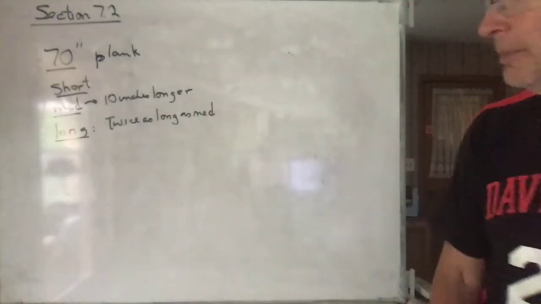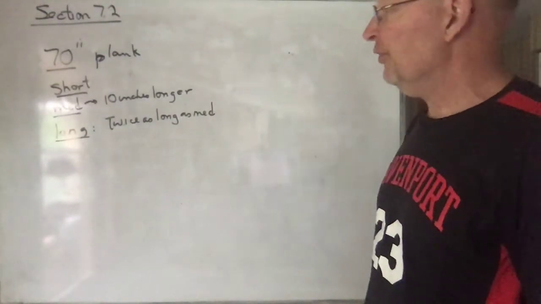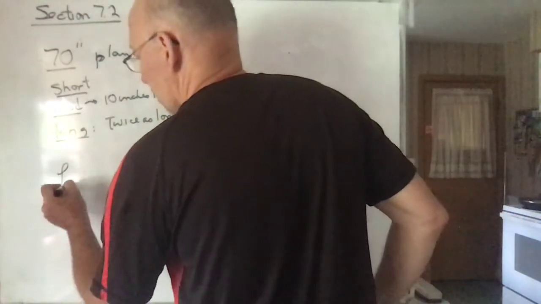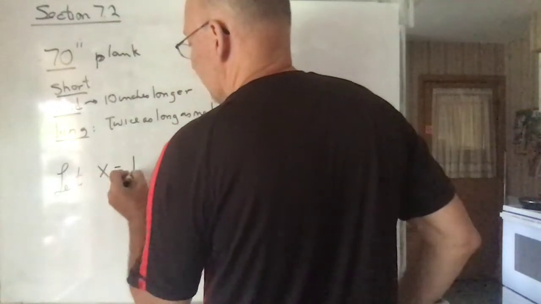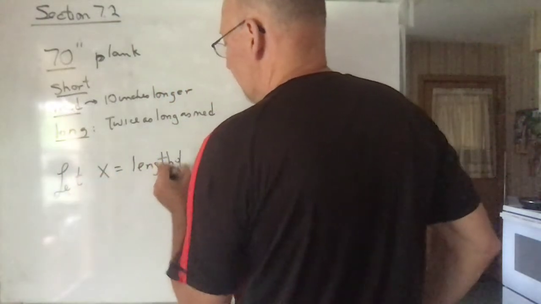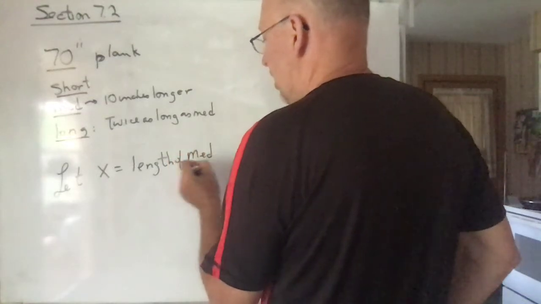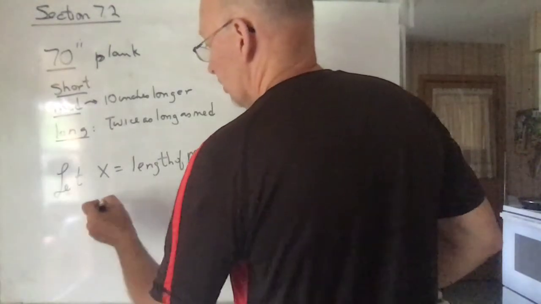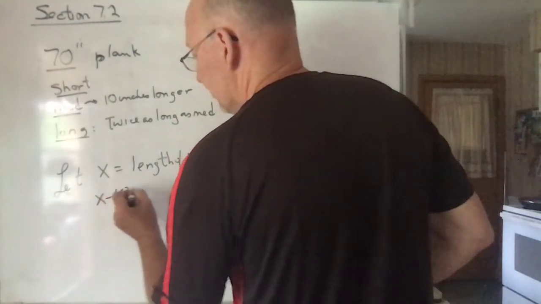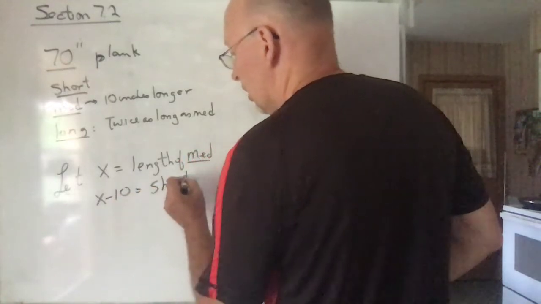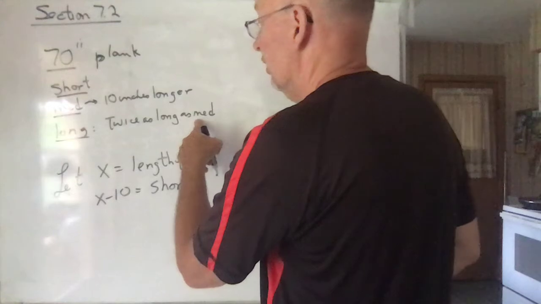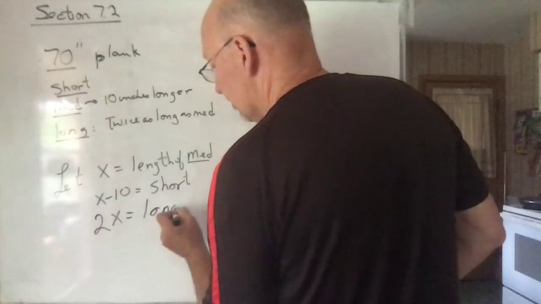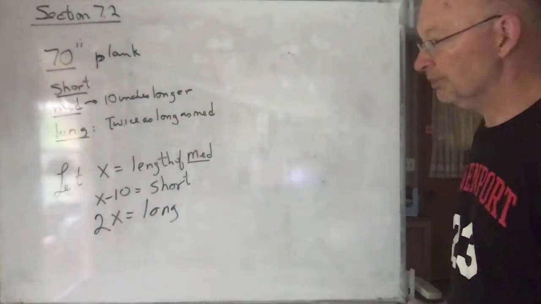And all 3 of those together add up to 70. Now just to show you that things can be done different ways, the author lets x be the length of the medium piece. And that's a good choice, because then the short piece would be x minus 10, and the long piece would be twice as long as the medium, so 2x is the length of the long piece.